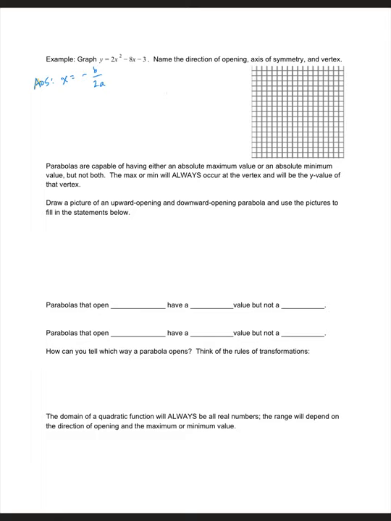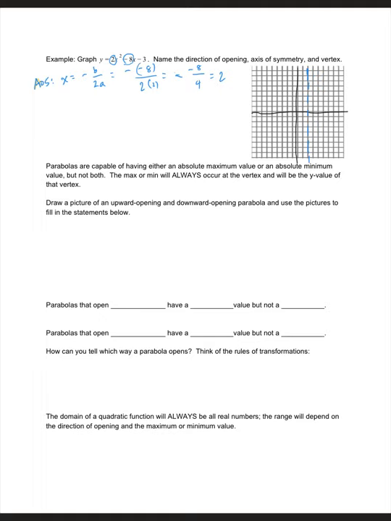So in this problem, my b is the coefficient of the linear term, so it's negative 8 over 2 times a, which is the coefficient of my quadratic term. So that would be negative 8 divided by 4, which turns it into positive 2. So I'm going to draw some axes here. And my axis of symmetry is right here at x equals negative 2.